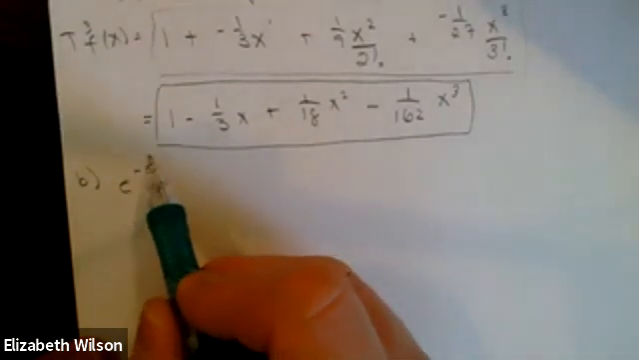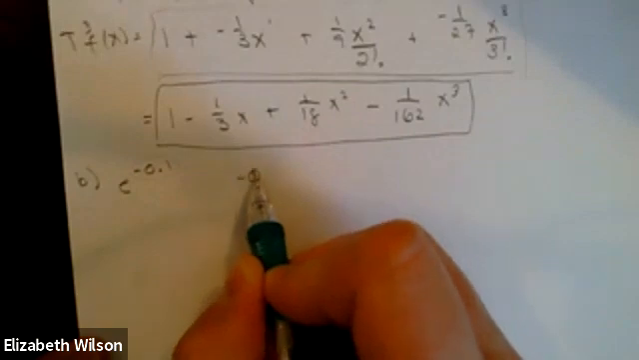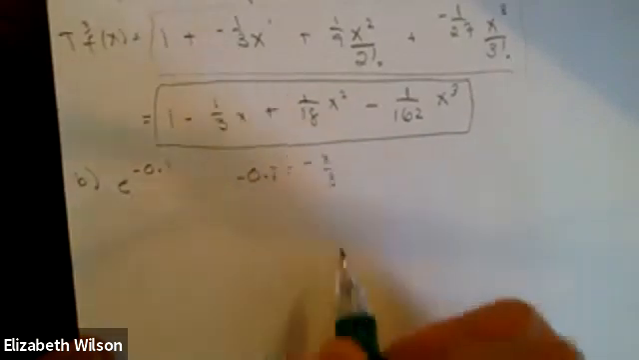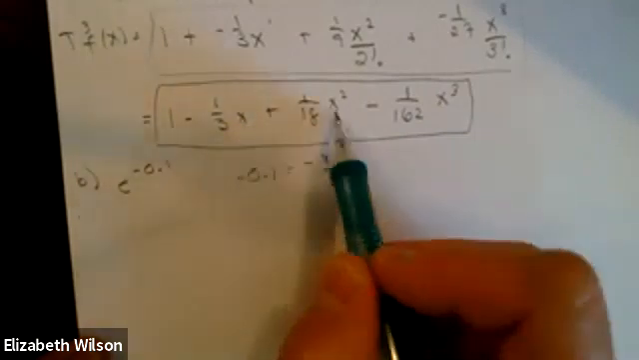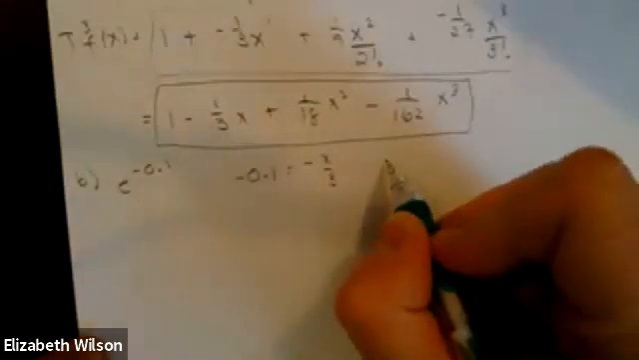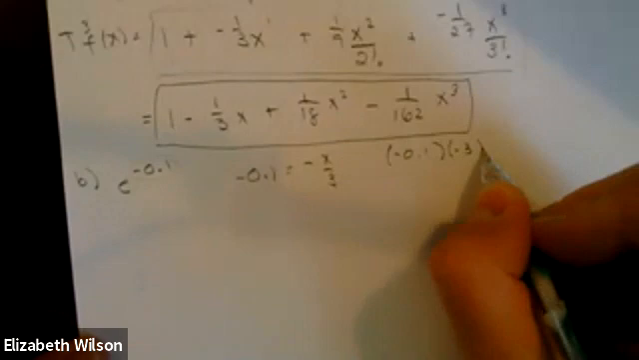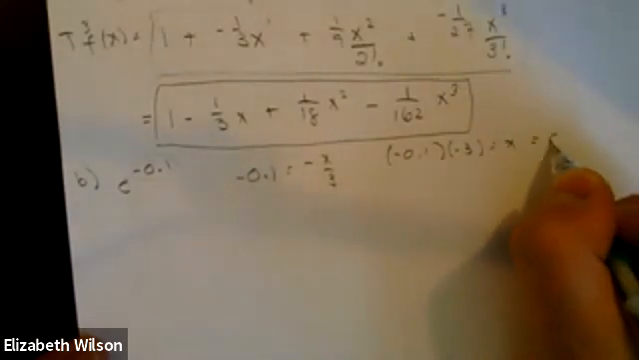So what I'm going to do is take this and set this equal to minus x over 3, and I'm going to solve for x because that's going to tell me what x I need to plug into my equation in order to get the answer. So when I solve for this, I'm going to get minus 0.1 times minus 3 equal to x, and my x is equal to 0.3.